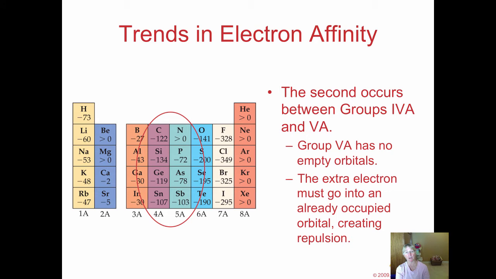That means by Hund's rule, if you're going to give it another electron, you've got to make that fourth electron go into an already half-occupied orbital, and that creates electron-electron repulsion, and that's making it less energetically feasible for the atom to accept that. It will, but it's less likely than if those were empty orbitals.